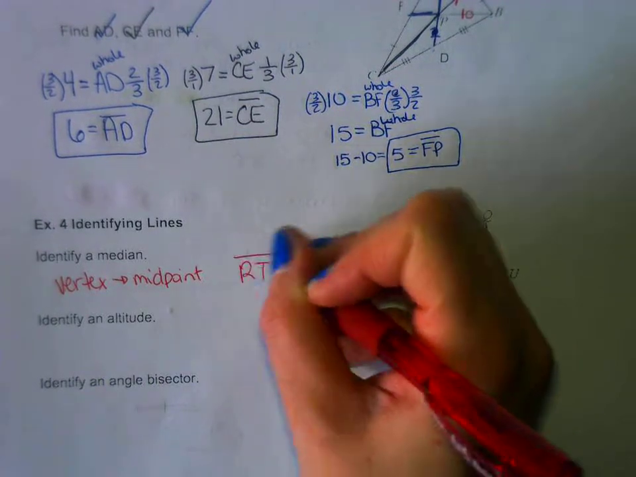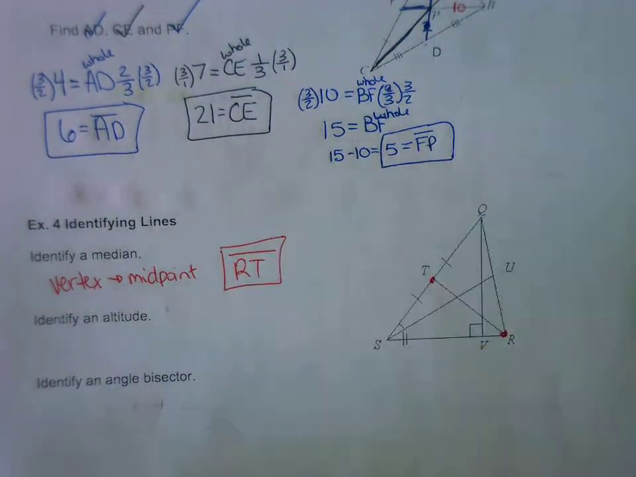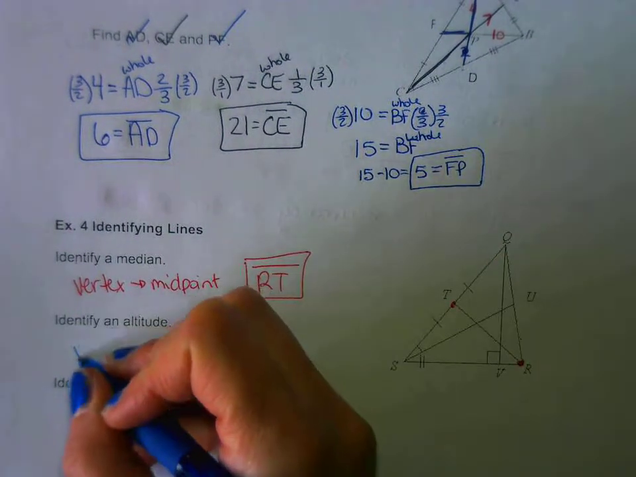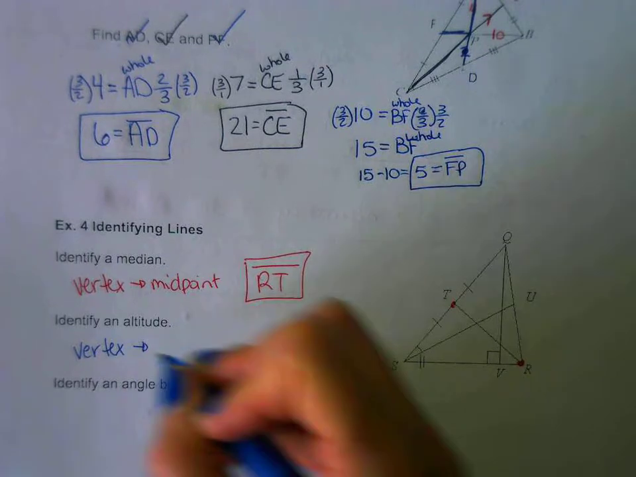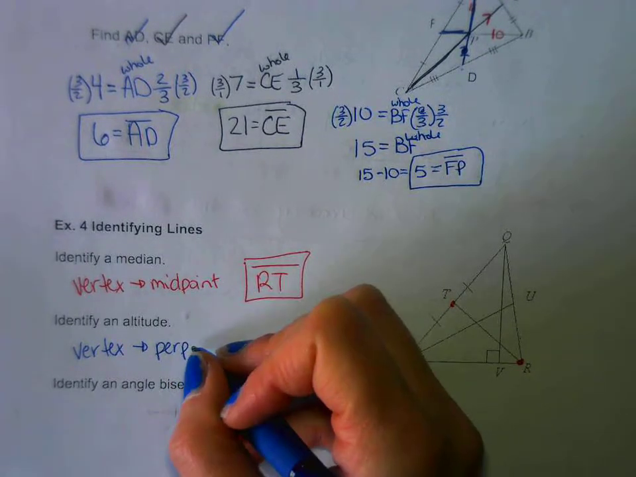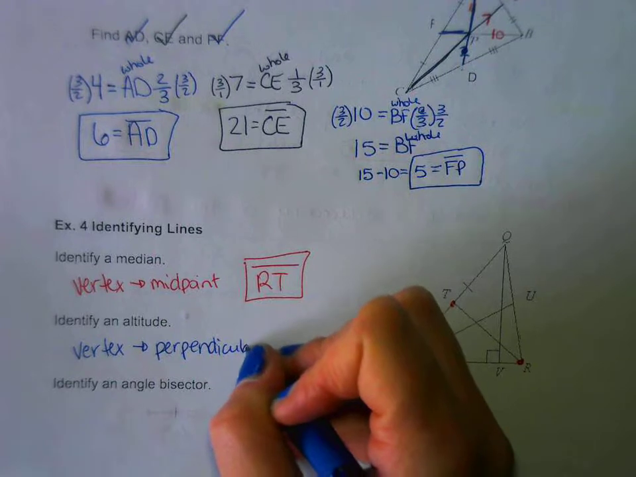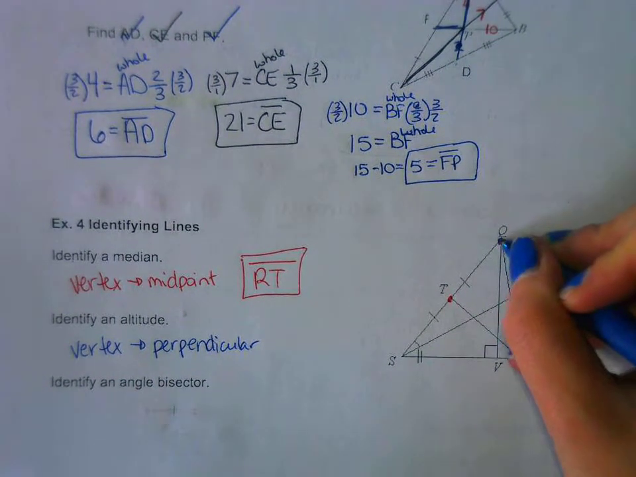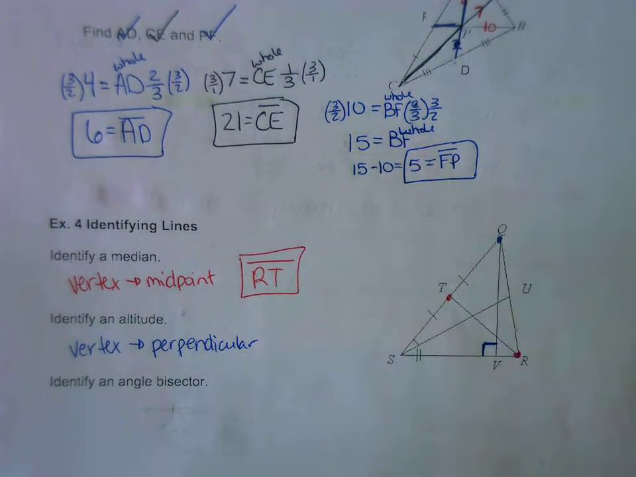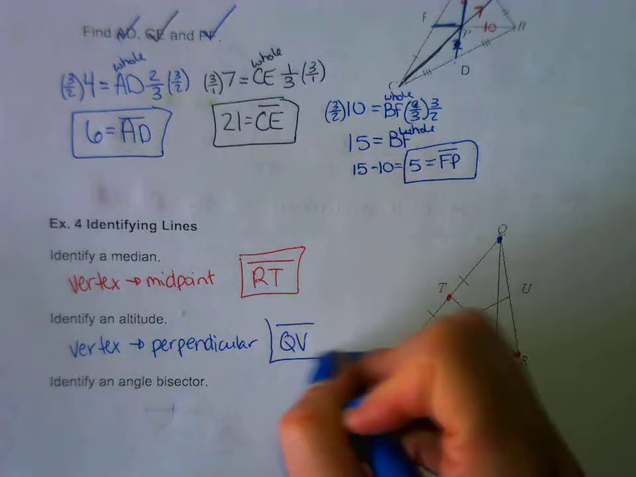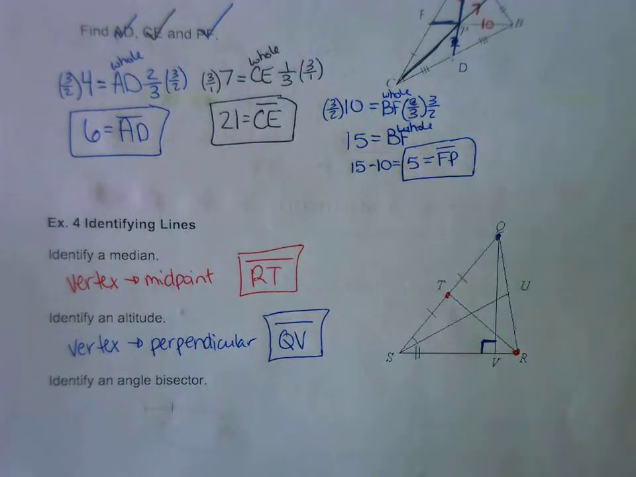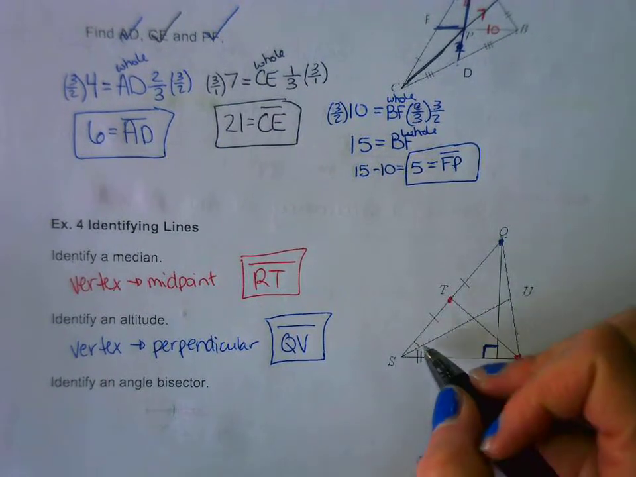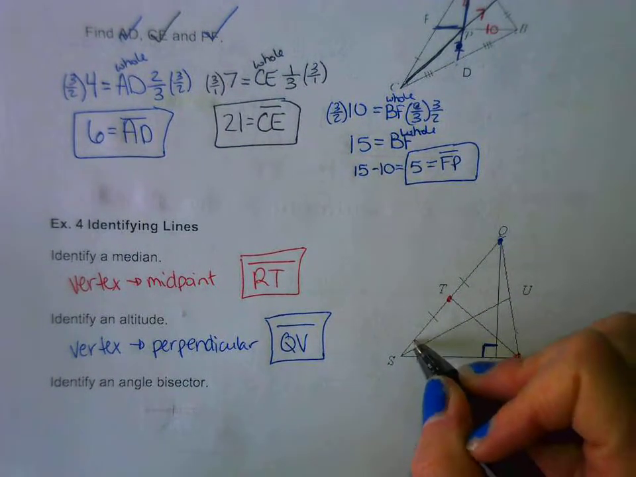Next, I am looking at an altitude. An altitude starts at a vertex, and it creates a perpendicular segment. So if I'm looking for something that creates a perpendicular, here it starts at the vertex, then it creates my perpendicular line, so that means QV is my altitude. So then lastly, I'm looking to identify my angle bisector. Well, this line right here is splitting this angle and cutting that in half, so that means the line US is my angle bisector.